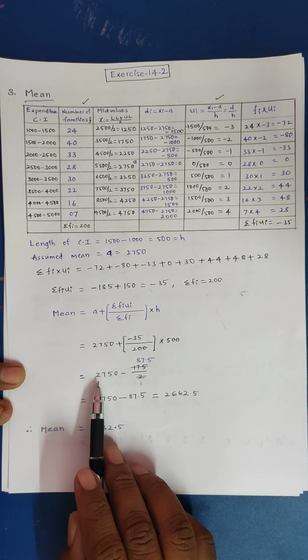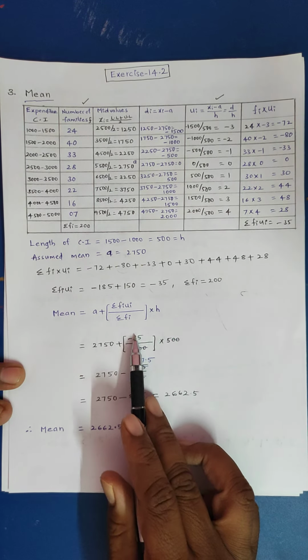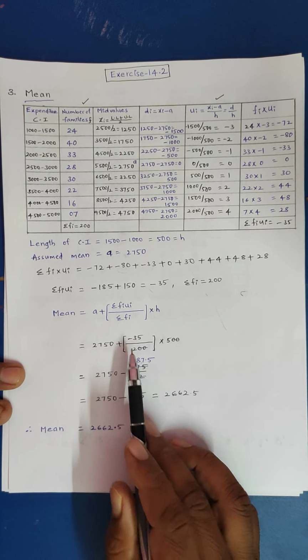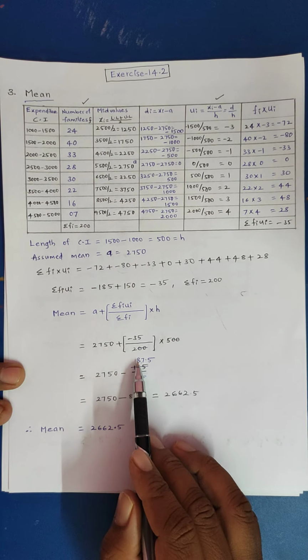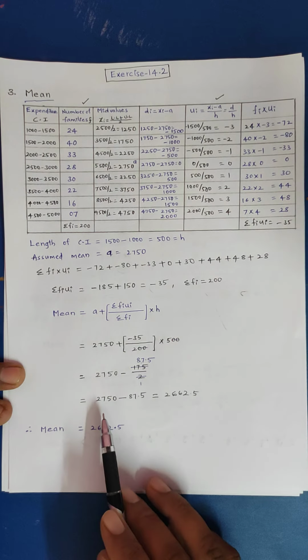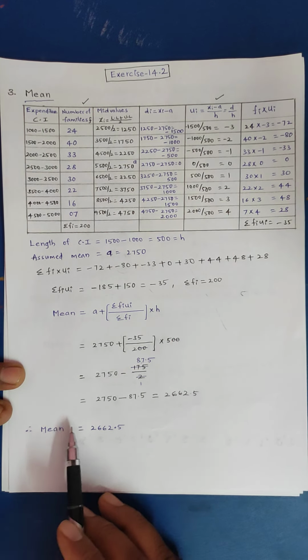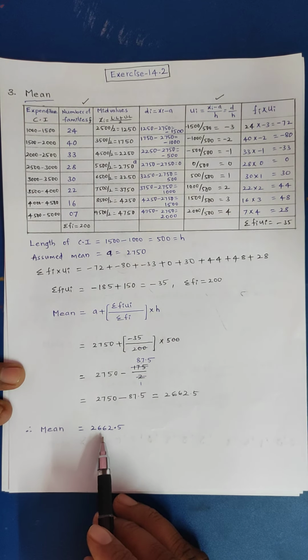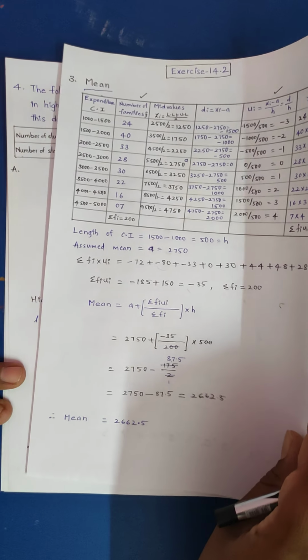Now 2750 minus 35, 5s are 5, 5s are 25, 5 3s are 15, 17 plus into minus 175 by 2. We will get 87.5 after division with 2. Now subtract this value from 2750. Then mean class of this data is 2662.5. With this we completed third problem.